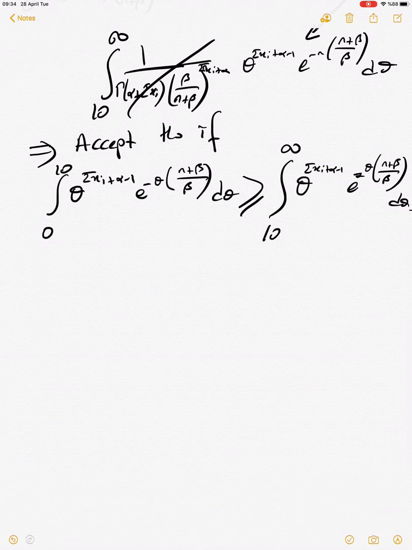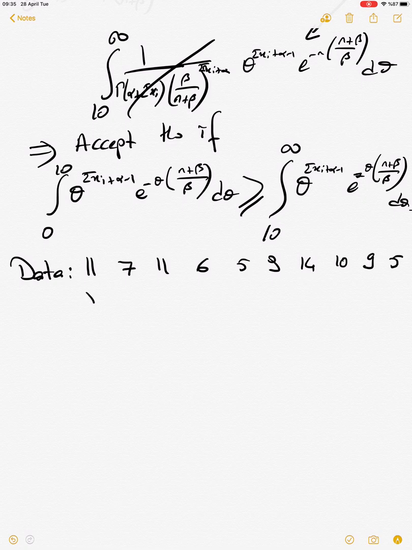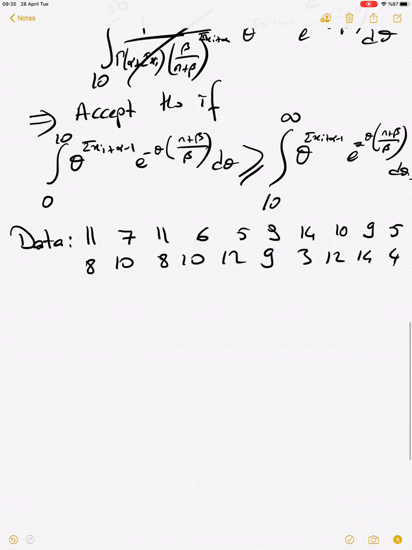After taking a sample, we can get some information. Let's use some data here: 11, 7, 11, 6, 5, 9, 14, 10, 9, 5, 8, 10, 8, 10, 12, 9, 3, 12, 14, and 4. So n equals 20 here.